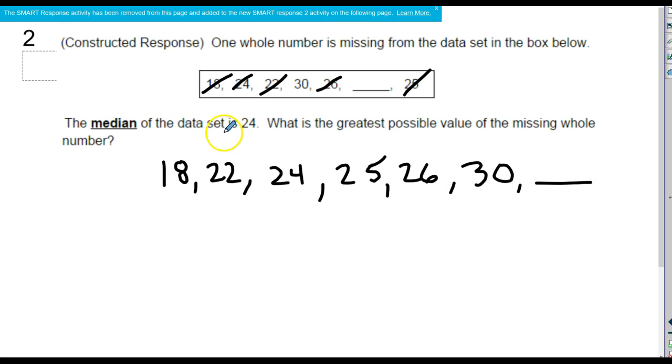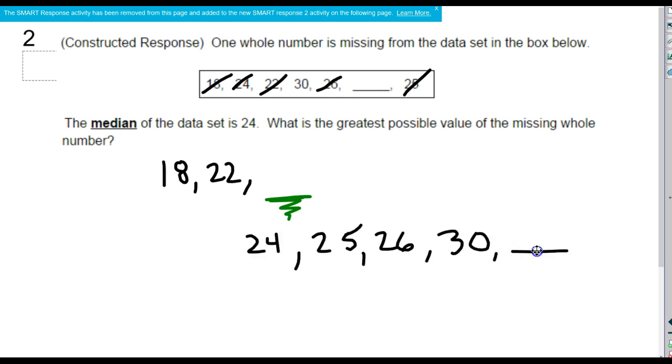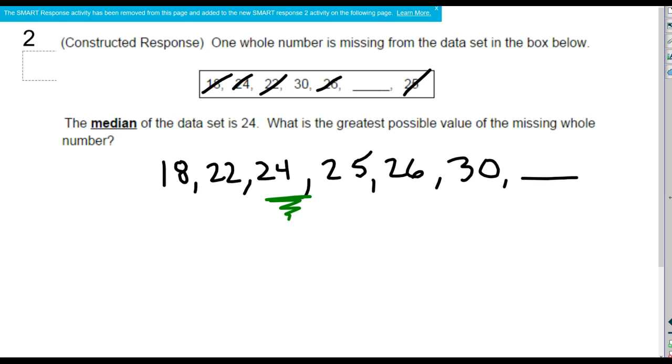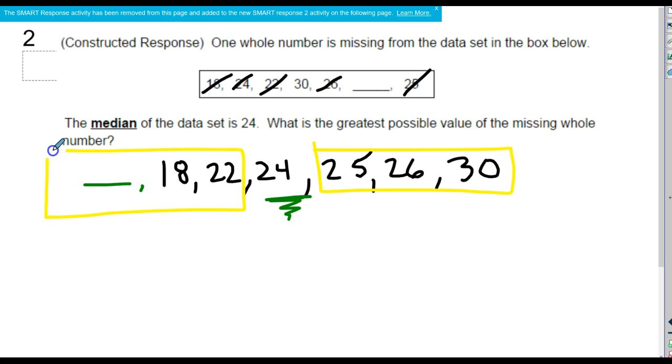So it says the median is 24. Looking at this for just a moment, I have 1, 2, 3, 4, 5, 6, 7 numbers in my data set. My median number has to be 24. So knowing that that has to be 24, this blank space that I put here at the end should go, whoops, I guess I can't do that. I should probably just erase that blank space and then rewrite it on the other side. Okay, it has to go over here, because then I would have 3 numbers on the right side of the median and 3 numbers on the left side of the median. The median has to be in the middle.